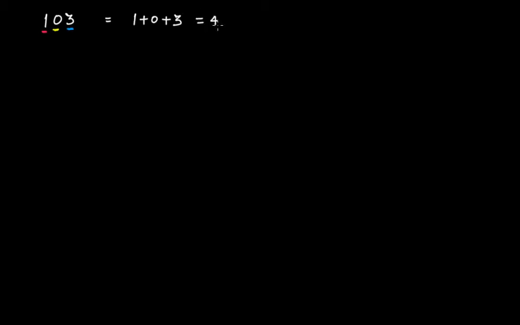Is number 4 divisible by 3? Of course not. 4 is not divisible by 3, therefore 4 is not a multiple of 3, and therefore the number 103 will not be divisible by 3. What about number 104? Again, if you add all these digits, it would be 1 plus 0 plus 4, and this will be 5. Is number 5 divisible by 3? The answer is no. The number 5 is not divisible by 3, and therefore 104 is not divisible by 3.